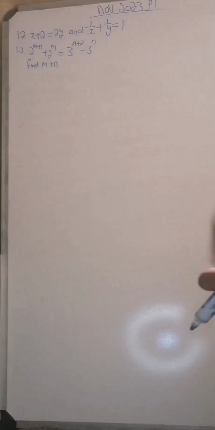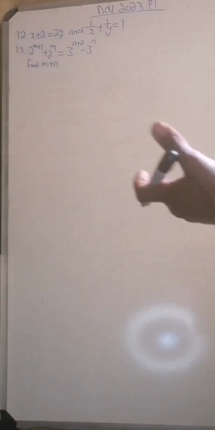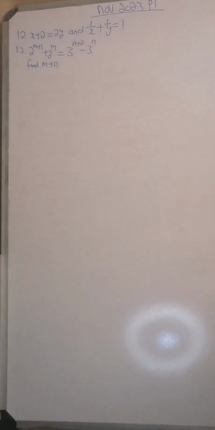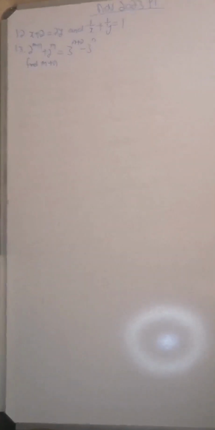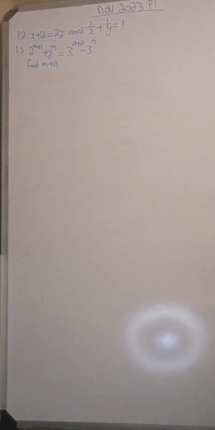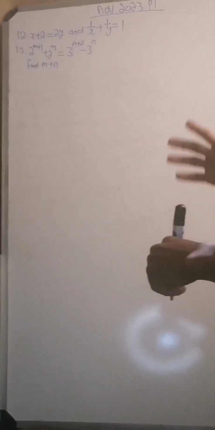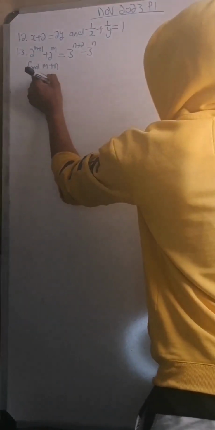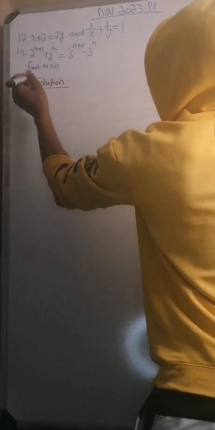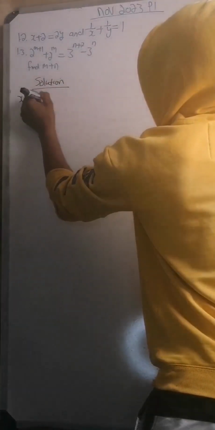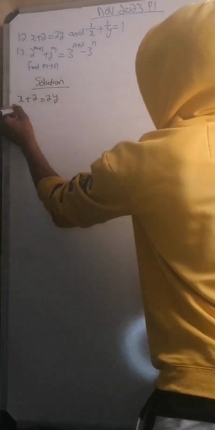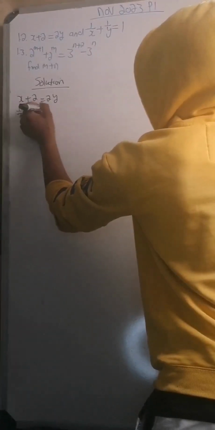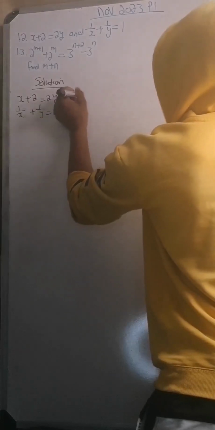We can use Cramer's rule in order to solve the problems here, but we will stick to the grade 12 standard way of doing things. So we will solve this simultaneously. So how do we go about this? Let us try to find the solution to this. x plus 2 equals 2y, and 1 over x plus 1 over y equals 1.